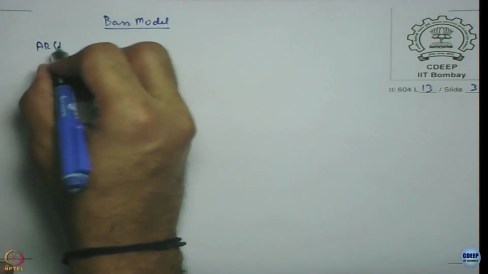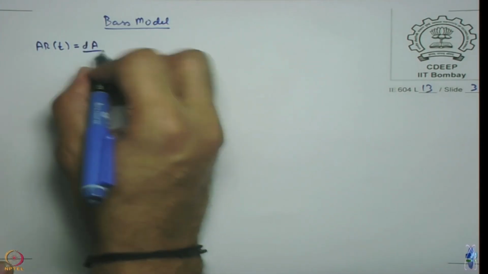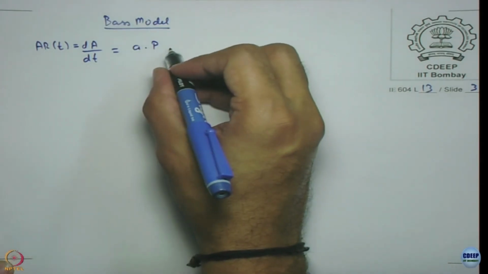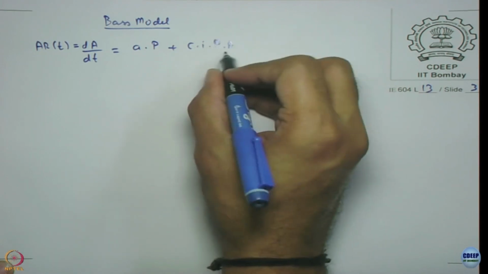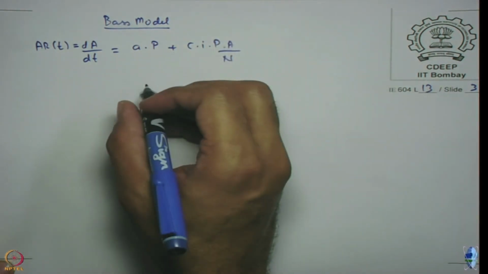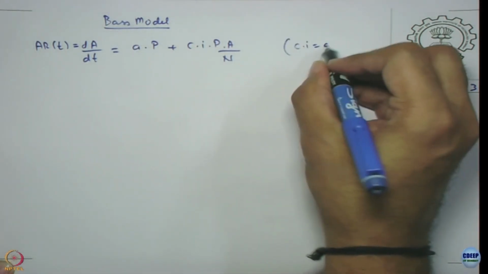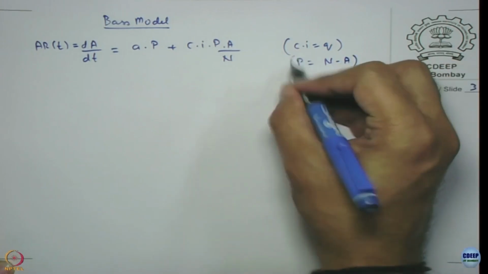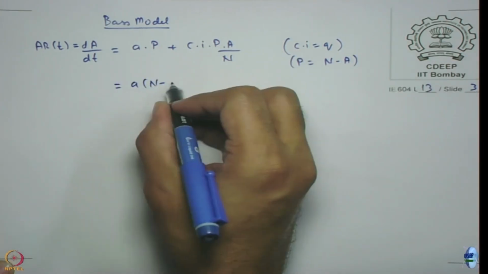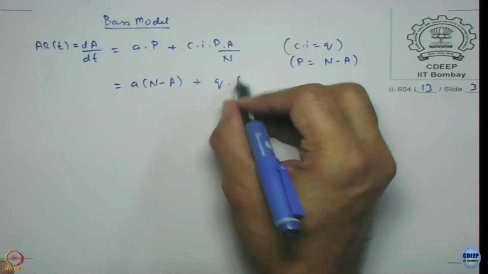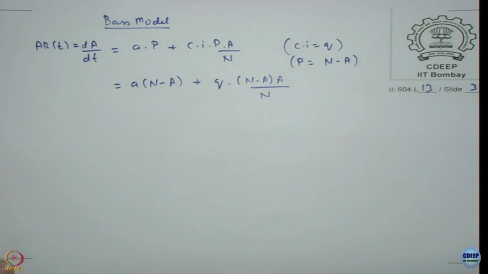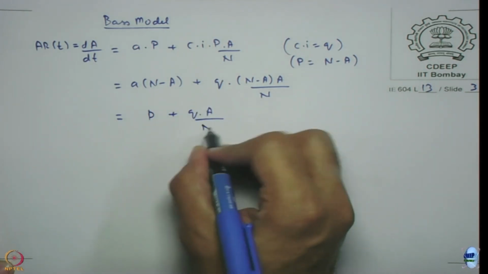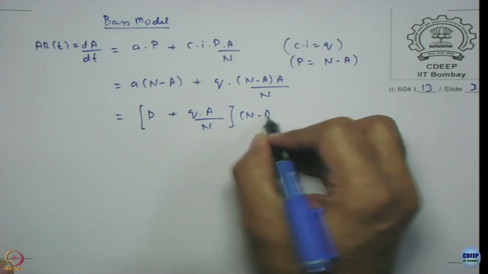So in the Bass model, we have written that AR is nothing but dA by dt, that is the change in the adopters, which is A into P plus C into I into P into A by N. We will set C into I equal to Q, and we already know that P is nothing but N minus A. We can rewrite this as A into (N minus A) plus Q into (N minus A) into A by N. It can be further rewritten as (P plus Q into A by N) into (N minus A).